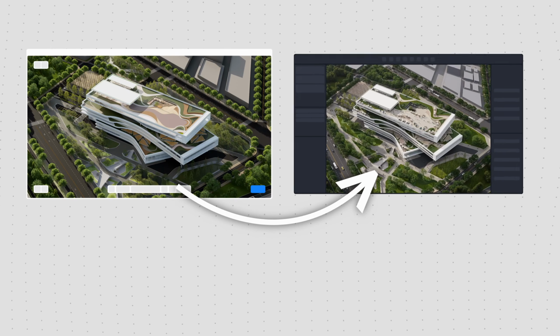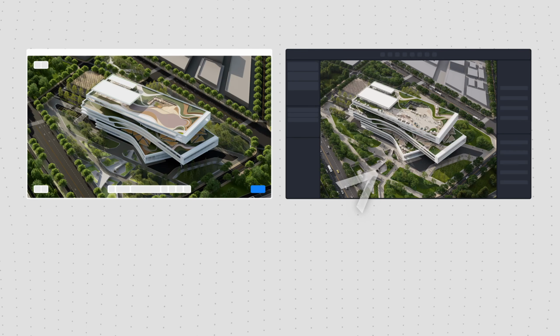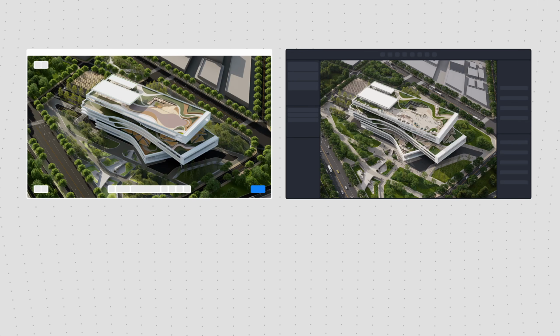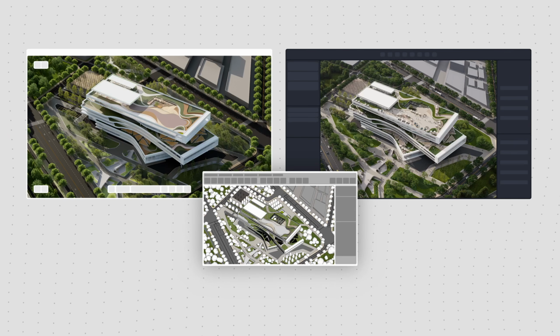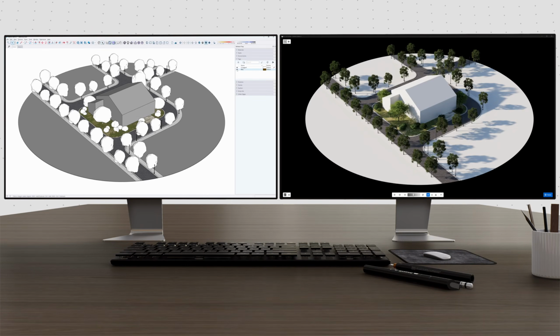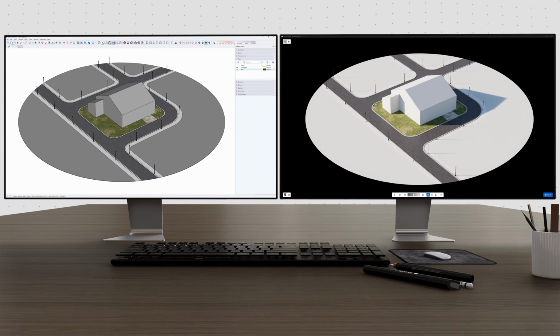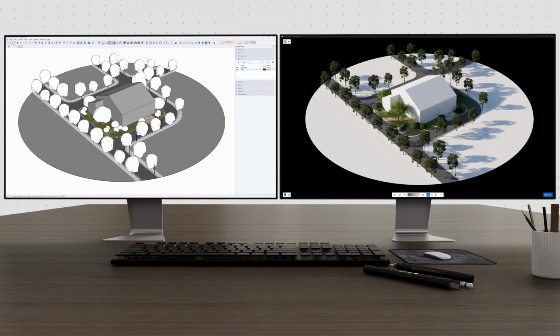If you want to refine your project further in D5 Render, we also have you covered. Any project created in D5 Lite can be seamlessly transferred into D5 Render. Take this outdoor scene, for example. We've already added some vegetation and artificial lights in SketchUp.